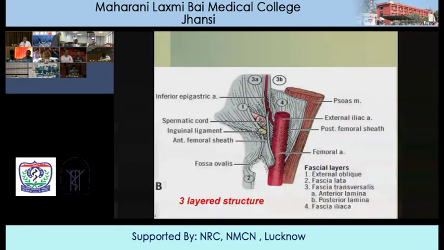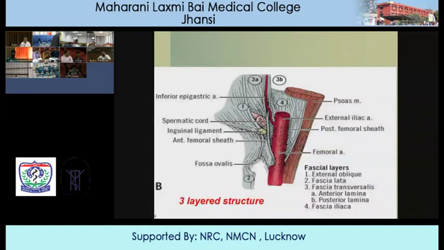Why? Because whenever you're doing dissection in that preperitoneal area, as we do in laparoscopy, the moment you have some kind of bleeding, you are where? You are between layer one and layer two. Wrong dissection. Your dissection should be posterior to layer number two, which is layer number three of the transversalis fascia. And this you will take.